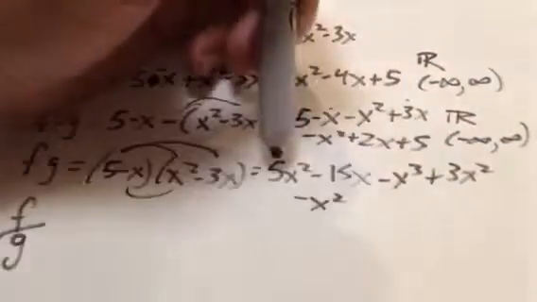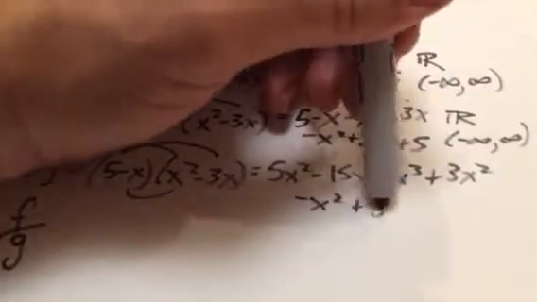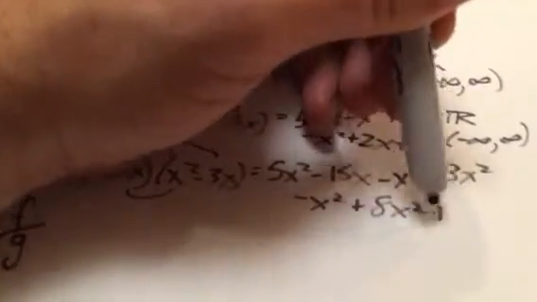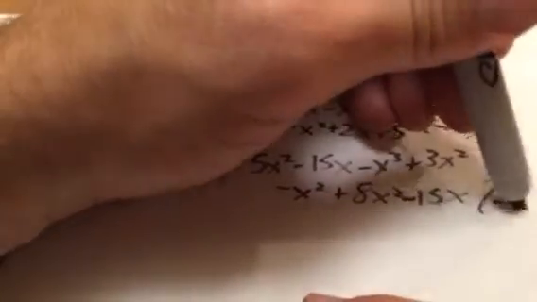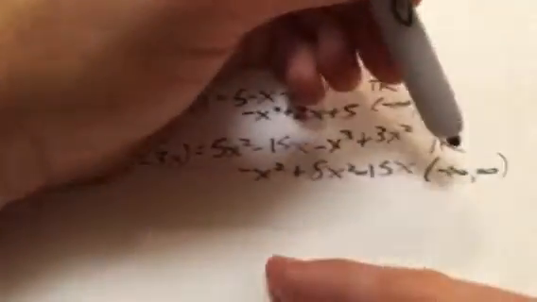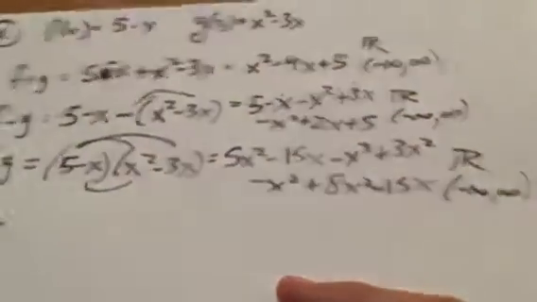Throw together some like terms. I have a negative x cubed. 5x squared plus 3x squared is 8x squared, minus 15x. Again, no division going on, no square roots. So it's any real number. And if you do it in that set notation, this means the range from negative infinity to infinity.